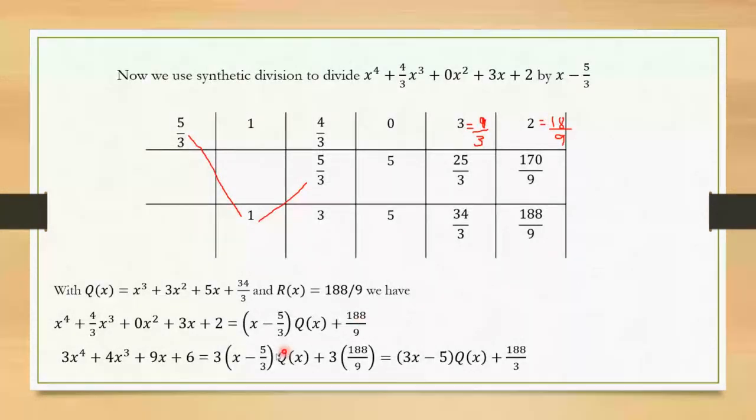But remember, we weren't dividing by 3, right? So let's multiply everything by 3 since we divided by 3. In other words, we're going to multiply f by 3 and this by 3. That's what I'm doing here. To keep everything algebraically the same, we're multiplying both sides of an equation, so we have to multiply each term by 3. That's what I'm doing here. But now we have 3x minus 5 times q plus 188/3. And this is our remainder, so we are right.